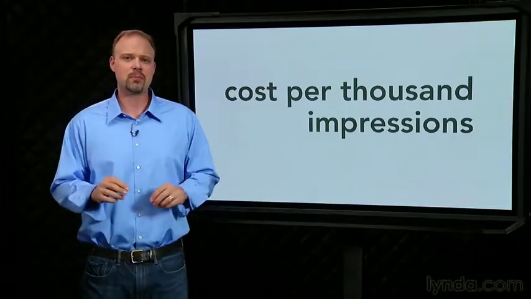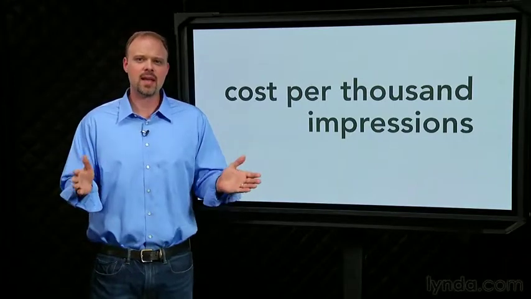Cost per 1,000 impressions, or CPM, is another payment option. Why isn't it CPTI then, you might ask? I have no idea why, but the M stands for the Latin mille, meaning 1,000. When using this pricing option, the system will charge you a price for every 1,000 times that your ad is displayed.